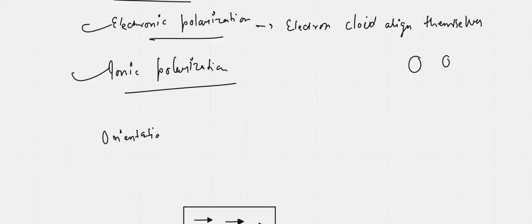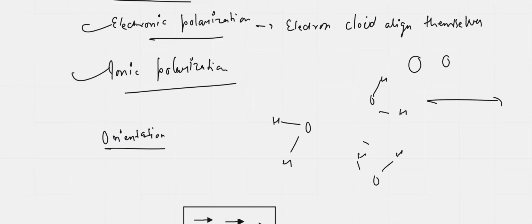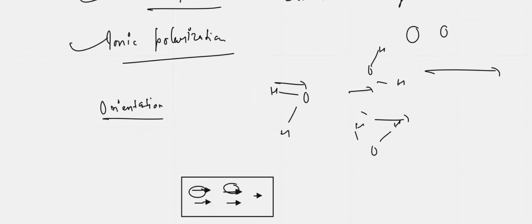Orientation. In water, if you don't have an electric field, it's not necessary that your water molecules are in any particular configuration. Someone will be like this, someone will be like this. You provide an electric field, and all will be like this, something like this. These are the dipoles which are aligning themselves. So that's the thing. This is all about polarization.